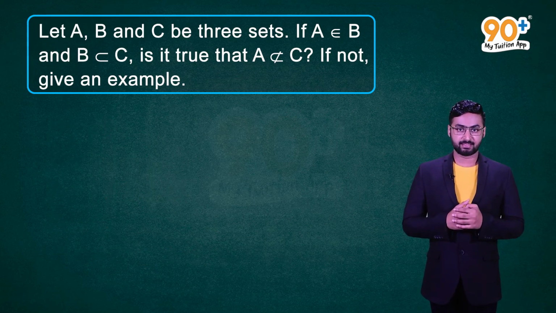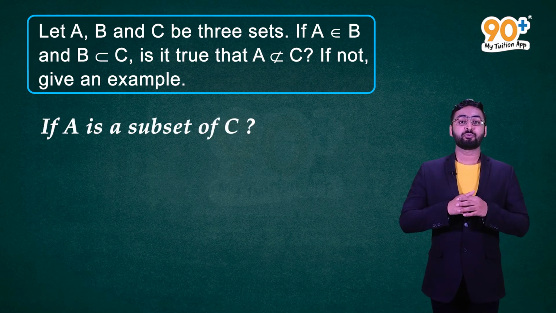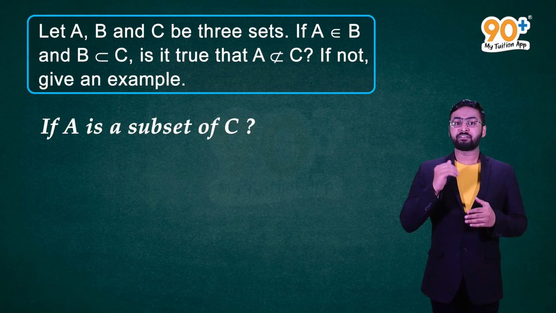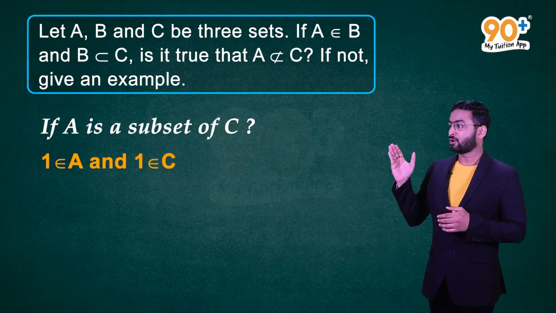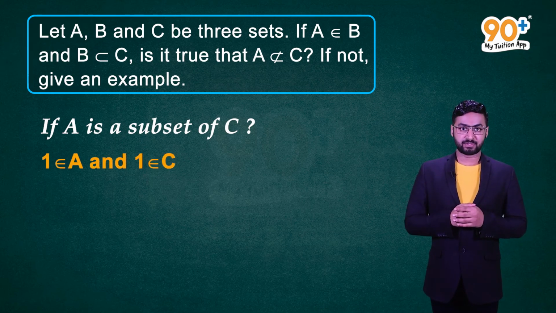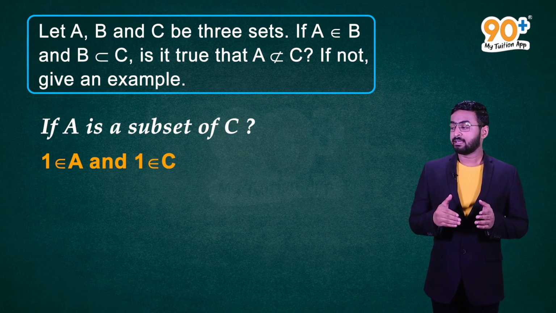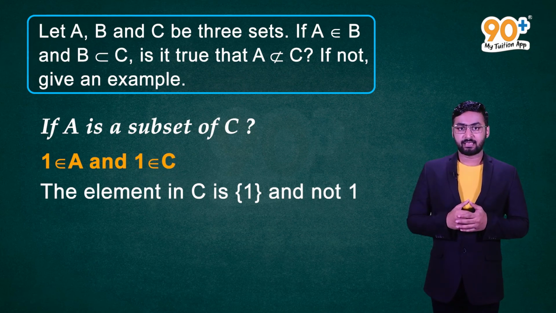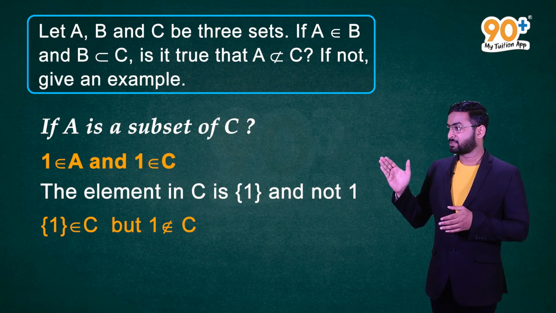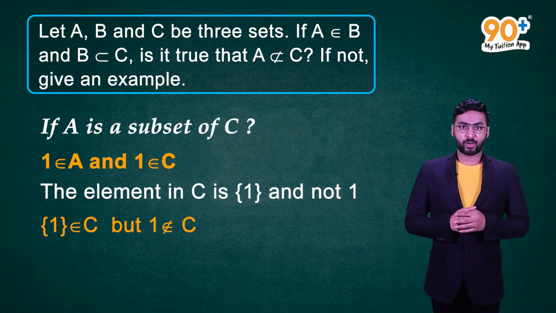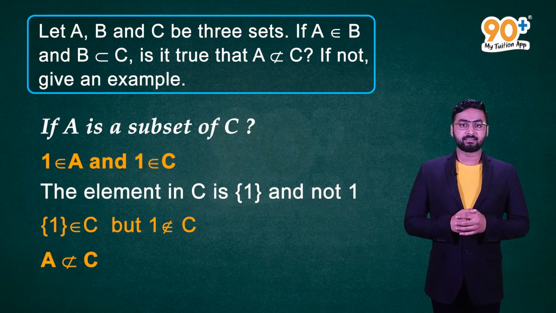But the question here is if A is a subset of C. For A to be a subset of C, the element 1 must also be in C. That is, 1 belongs to A and 1 belongs to C. But that's not the case in set C. In set C, the element is set 1 and not 1. That is, set 1 belongs to C, but 1 does not belong to C. So we can say that A is not a subset of C.